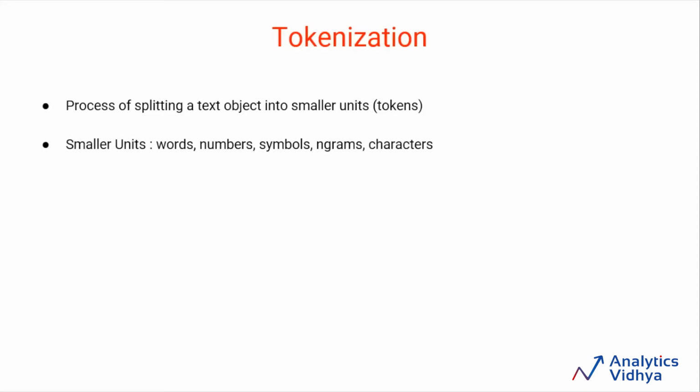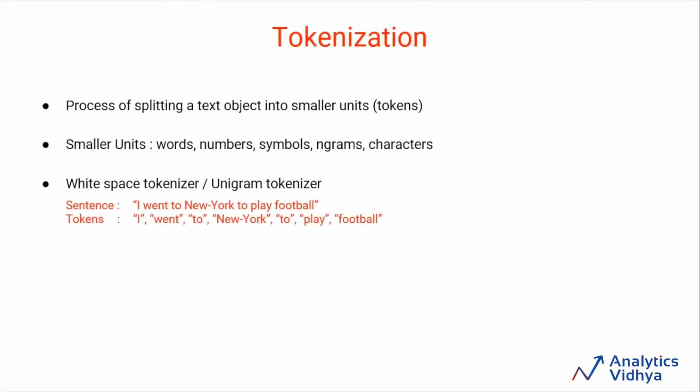Most commonly used tokenization process is the white space tokenization. In this process, the entire text is split into words by splitting them from white spaces. For example, the sentence "I went to New York to play football" will be split into the following tokens: I, went, to, New, York, to, play, football. Notice that New York is not split further because the tokenization process was based on white space only.